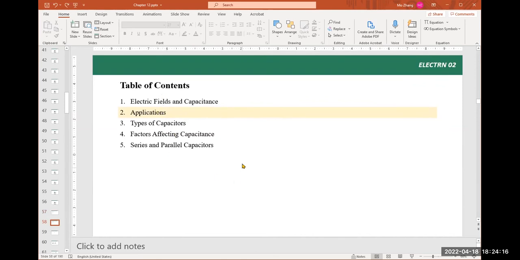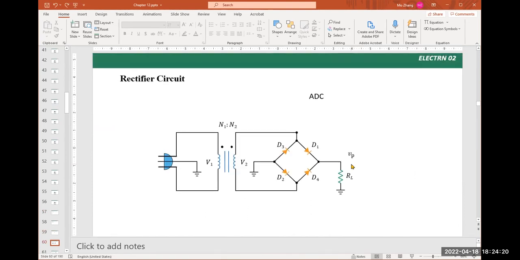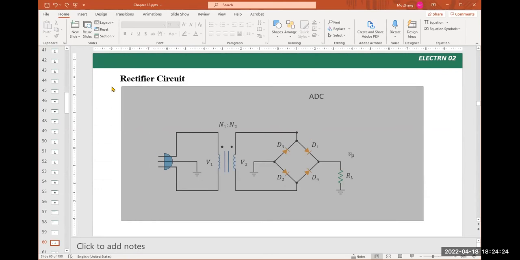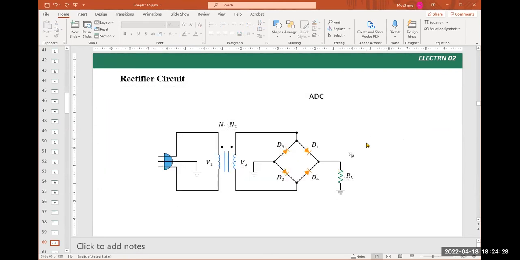Here has lots of information. So let's see. 12.2. This is one application for using capacitor, right? So far it's a circuit, and then the circuit has no capacitor yet, right? Doesn't have the 2 parallel lines. This circuit is called rectifier circuit.